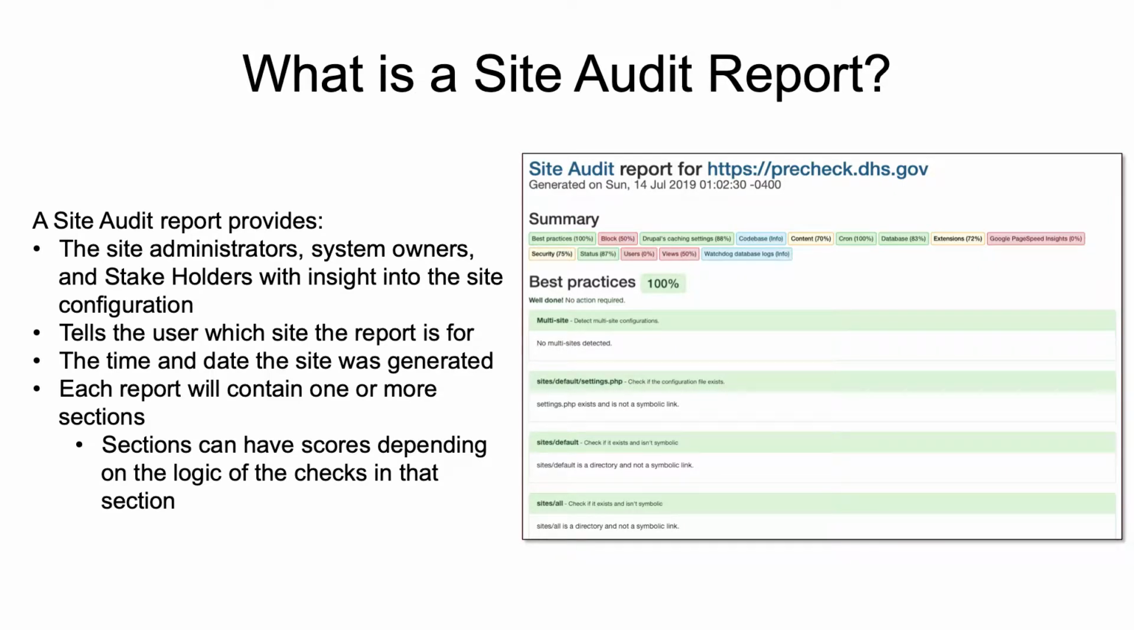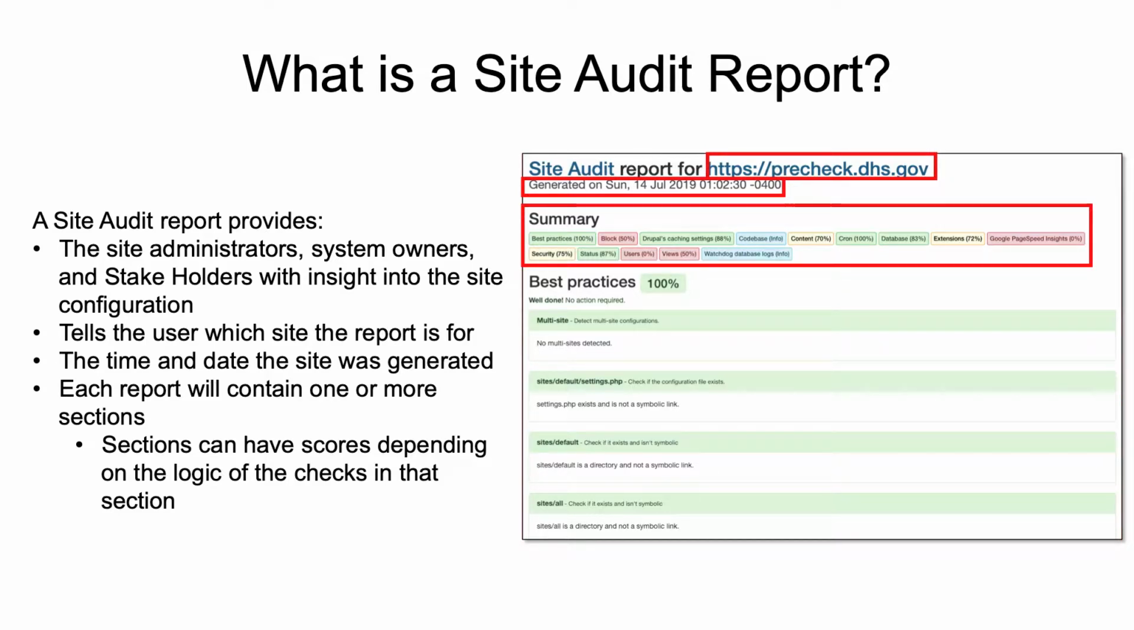A site audit report provides the site administrators, system owners, and stakeholders with insight into the site configuration. The report tells which site it is for. In this case, it is for the DHS internal site. It shows the date and the time of the report, and each report will contain one or more sections. Sections can have scores depending on the logic of the checks in that section.